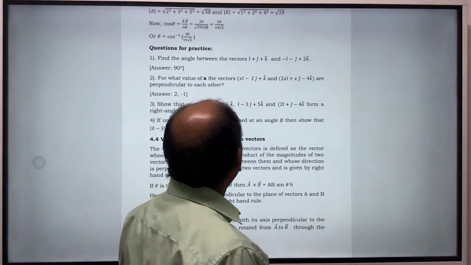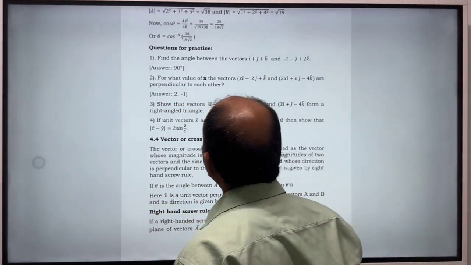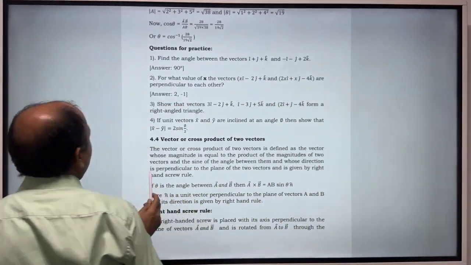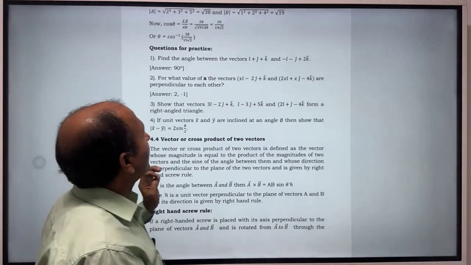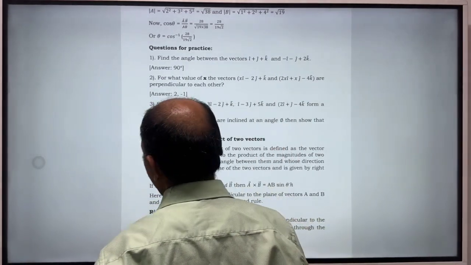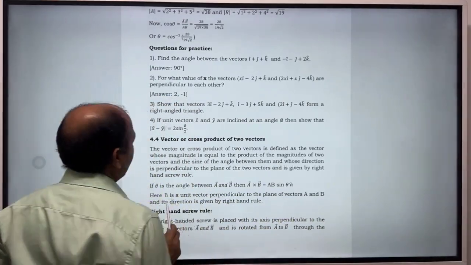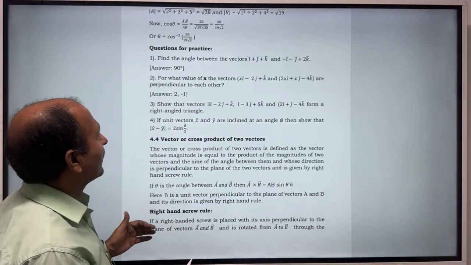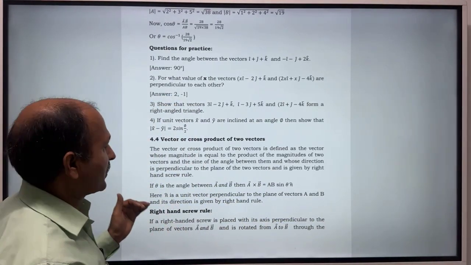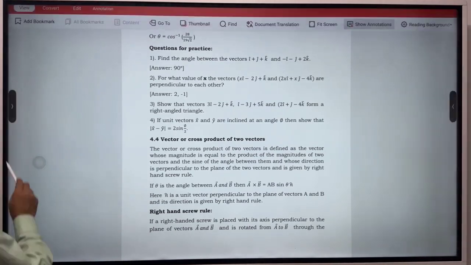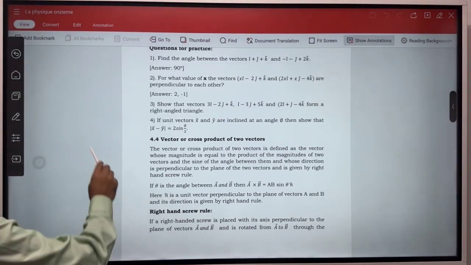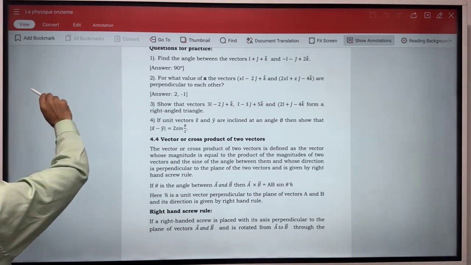Today we are going to start the next topic. In the previous lecture we studied scalar product or dot product. Now we are going to study vector product or cross product. So let's see how to perform vector product.